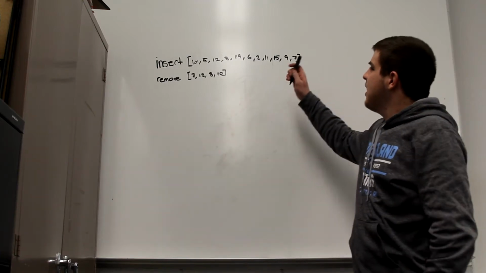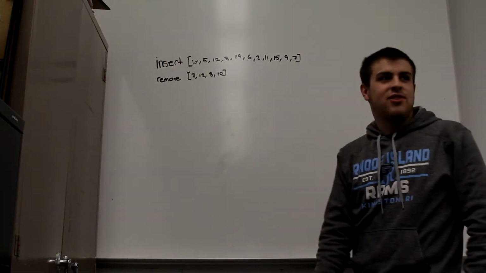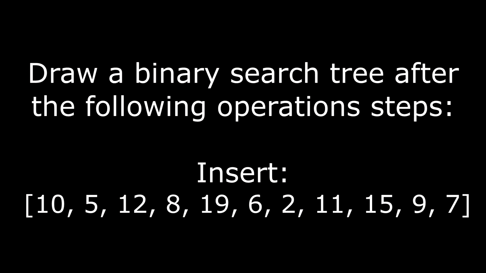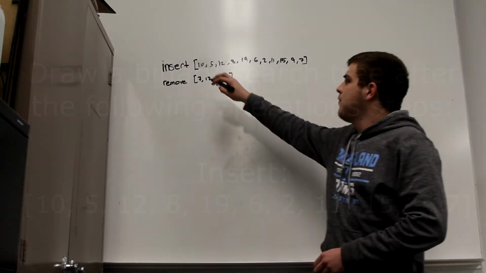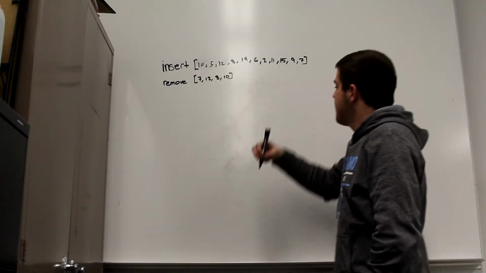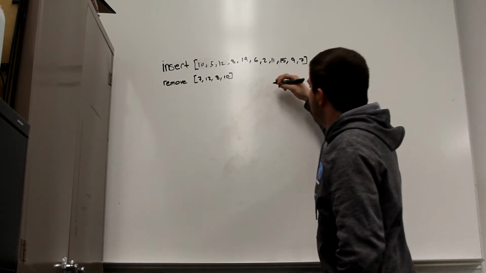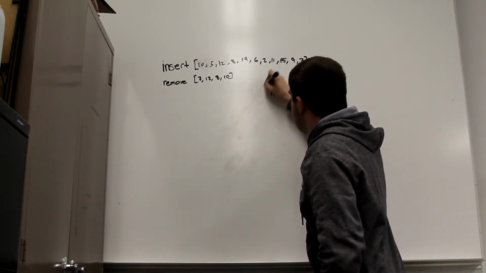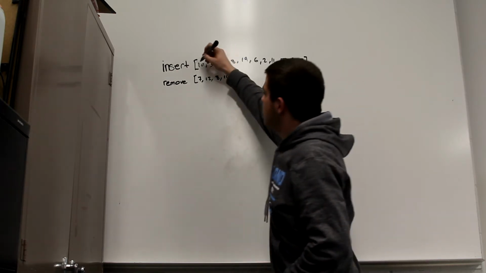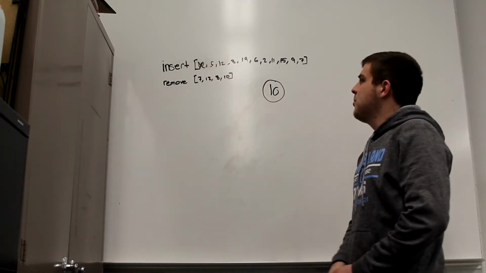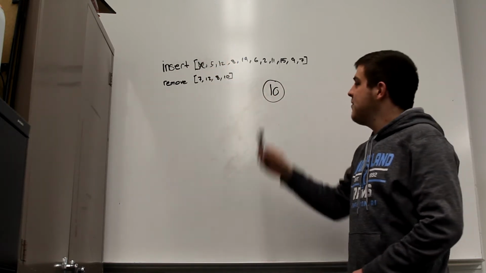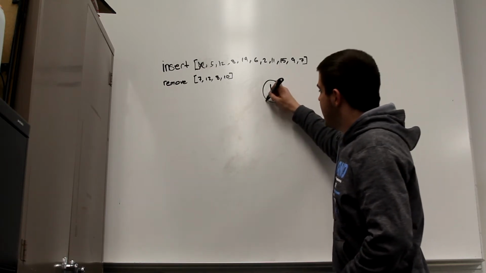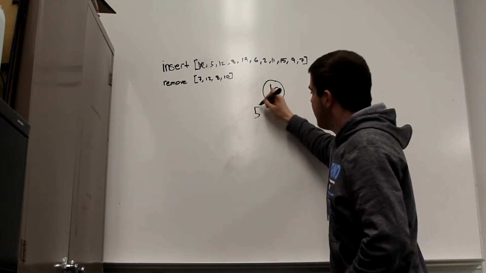Alright, so I'm going to show you how to insert and remove elements into a binary search tree. So the first element to insert is 10. Since the tree is empty, 10 is inserted at the top of the tree and becomes the root. The next element to insert is 5. And since 5 is less than 10, 5 will become the left child of 10.